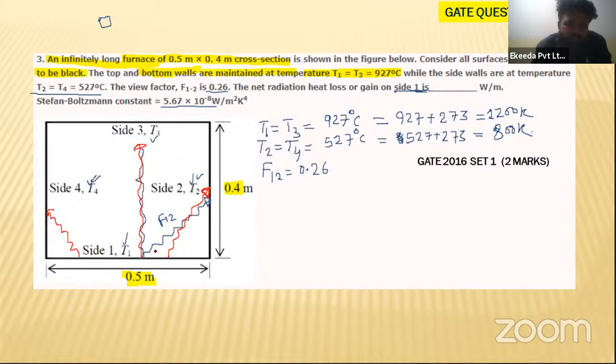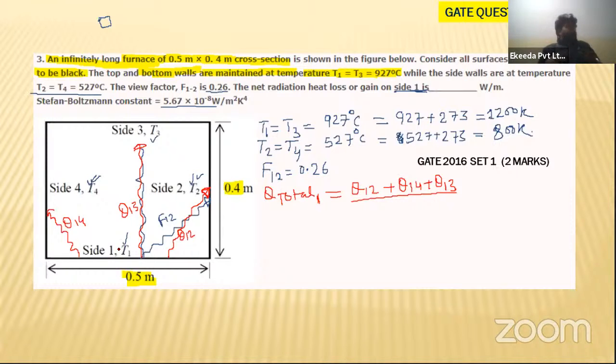So if you see this, there will be 3 heat transfers: from 1 to 2, from 1 to 3, and from 1 to 4, my dear students. So if I want to calculate the total heat transfer, that is Q total for surface 1, what will this be? This will be equal to the heat exchange between 1 and 2, 1 and 3, 1 and 4. So Q12 plus Q13 plus Q14. This will be the total heat exchange of surface 1, which exchanges heat with all the bodies.